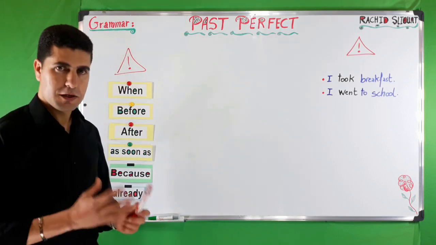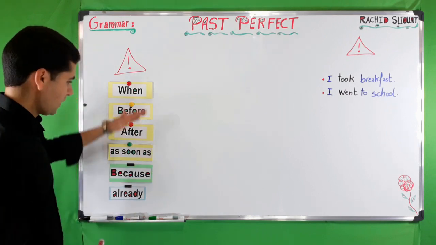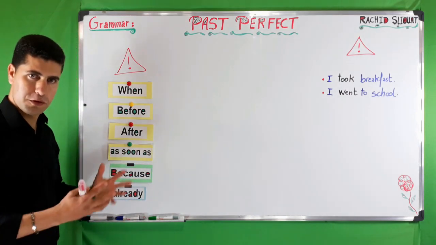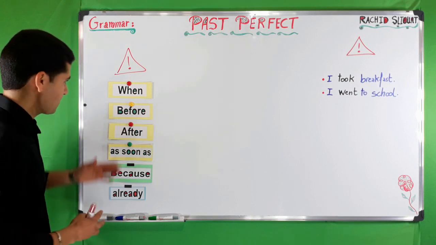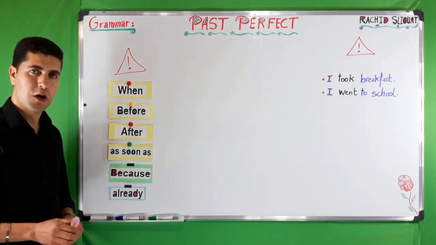Okay, now here in this lesson, we are going to see the past perfect with these words. I call them key words, okay? When, before, after, as soon as, because, and already.